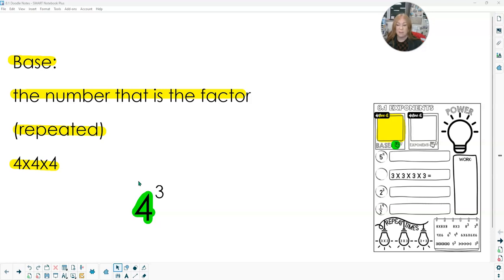We are going to start learning about exponents. Now, you may have seen them before, right? There's a little number up at the top after a number, but we're going to make sure we understand what that actually means and how to use them.